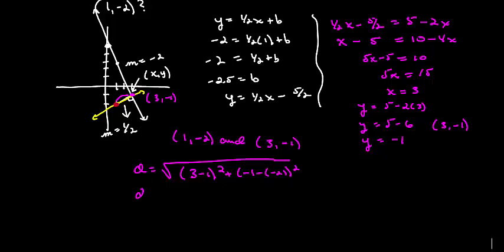Okay. With slope you can't. With distance you can. You should think about why that is. So 3 minus 1 is 2. 2 squared is 4. And then -1 minus a -2 is +1. +1 squared is 1. So that distance is equal to the square root of 5. And that's it.